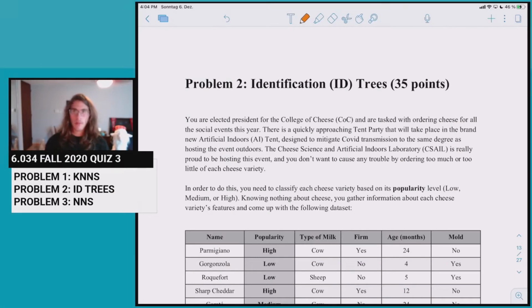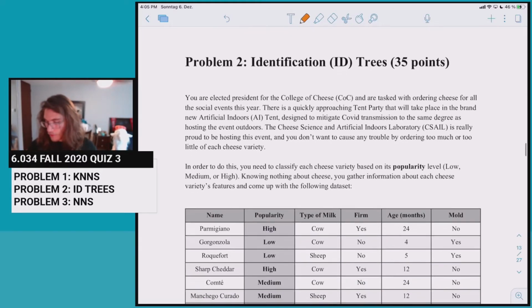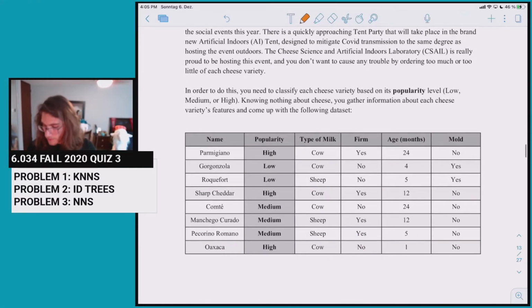Okay, so I'm back and we're off to the races with this ID trees problem. Go ahead and read the prompt. I'll be projecting for a lot of these the table on the left hand side or the right hand side, whichever way the video projects it. And I'll be projecting the table of classifications and features so that you have an easy reference as I work through the problems. So don't feel the need to memorize it or write it down.